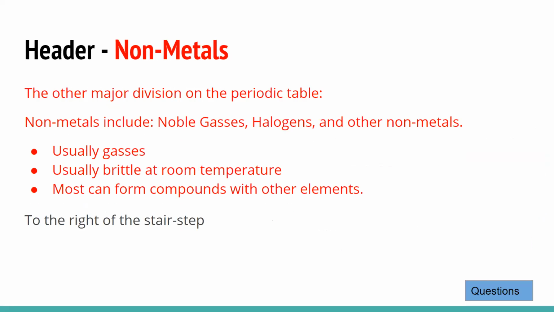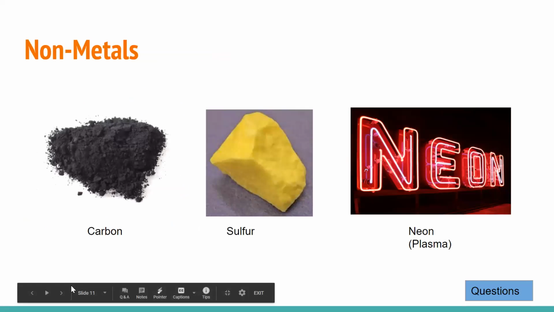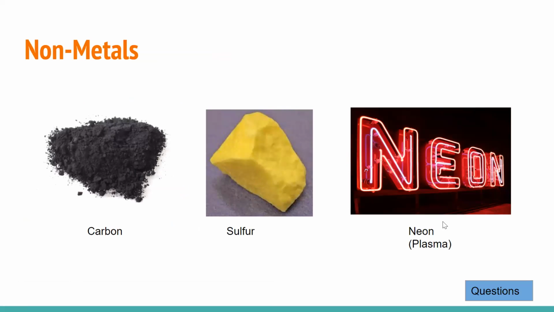Most nonmetals can form compounds with other elements, usually with metals, but sometimes with other nonmetals, and we'll talk about that in the next unit about chemical bonds. Nonmetals include things like carbon and sulfur and neon. This is neon in its plasma state. It's a gas that's been having electrons shot into it, so it's a plasma.